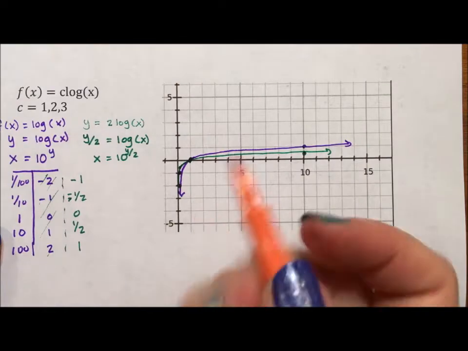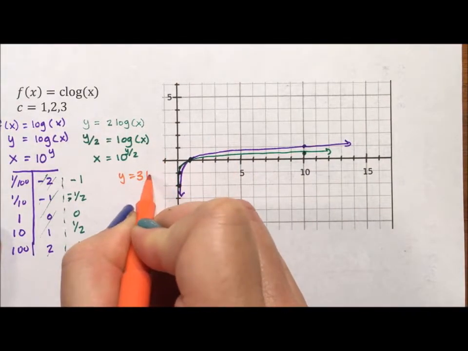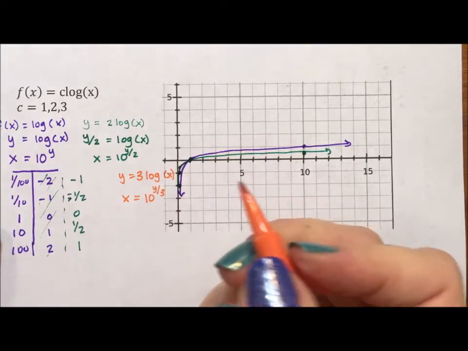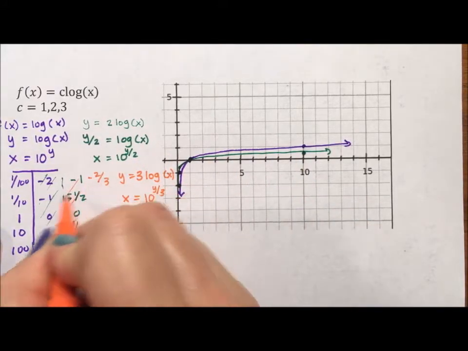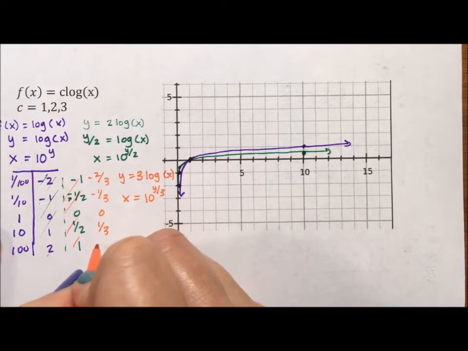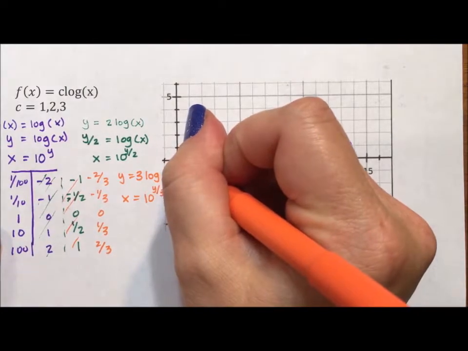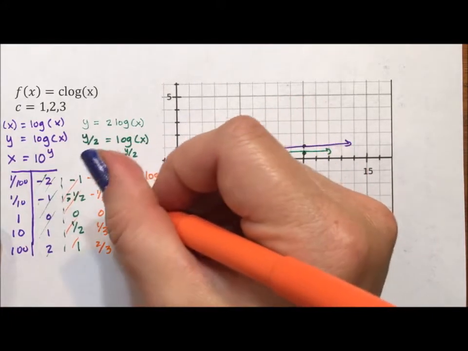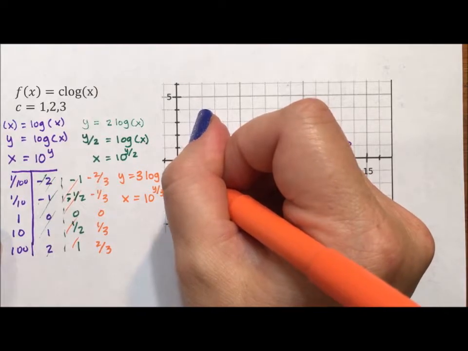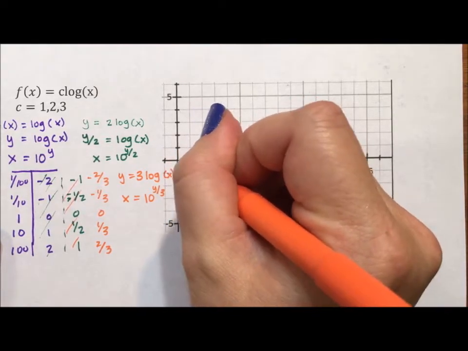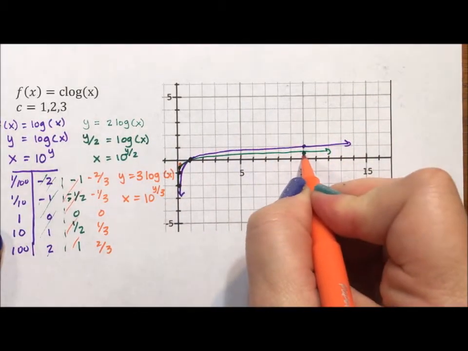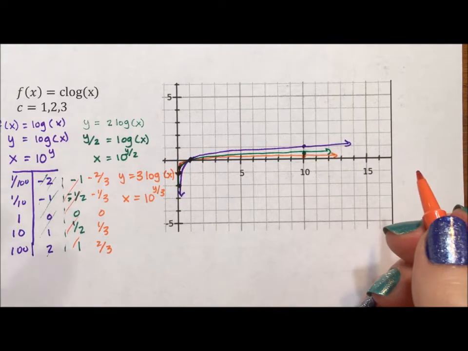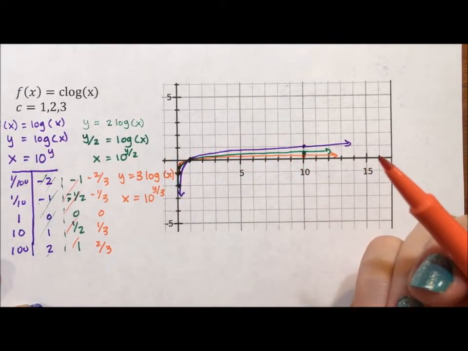Well, you can imagine if I do y equals 3 log x, this is equivalent to x equaling 10 to the y over 3. So now these numbers become -2/3, -1/3, 0, 1/3, 2/3. So 1/100th, -2/3 is closer to the y-axis. Then we have 1/10, -1/3. And then 1, 0, which is right here, the crossing point. And then we have 10, 1/3. So again, we're closer to the y-axis on this side, we're closer to the x-axis on this side, and we're meeting at the point 1, 0.